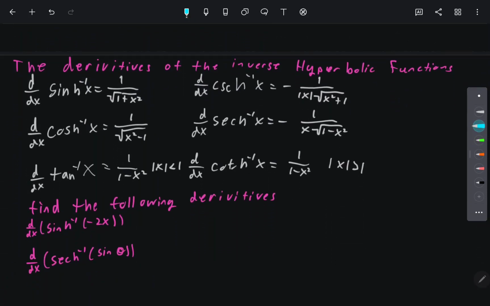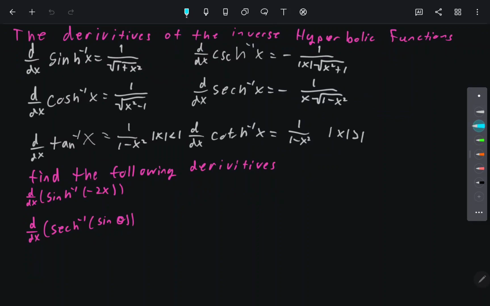Alright, now time for the derivatives of the inverse hyperbolic functions. I'm not going to actually talk about all of these, I'll let you look at them. Take a moment, take them in. And now let's work on my 2 problems that I have for us.